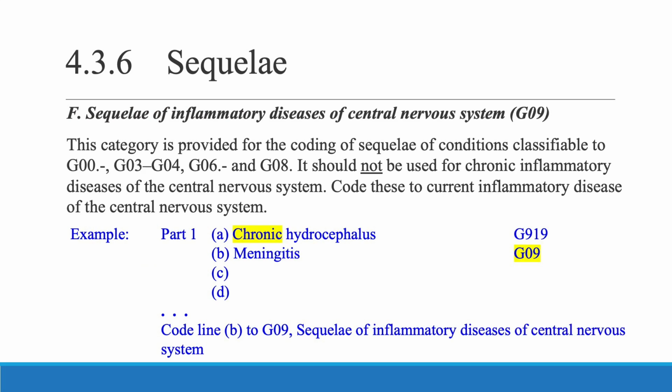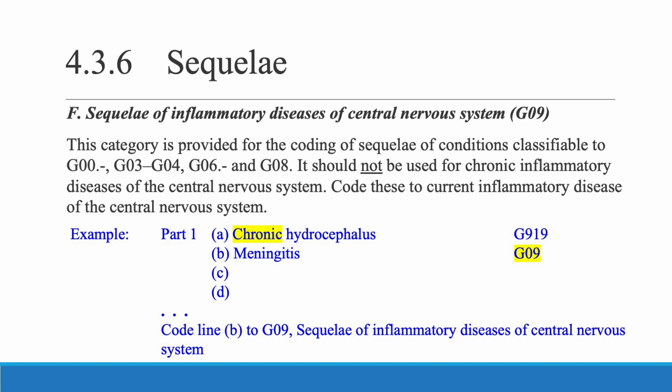One last instruction from Volume 2, ICD-10, subsection 4.3.6, and that is the instruction for sequela of inflammatory diseases of central nervous system, G09. This category is provided for coding the sequela of conditions classifiable to G00, G03 to G04, G06, and G08. It should not be used for chronic inflammatory diseases of the central nervous system. Code these to the current inflammatory disease of central nervous system.